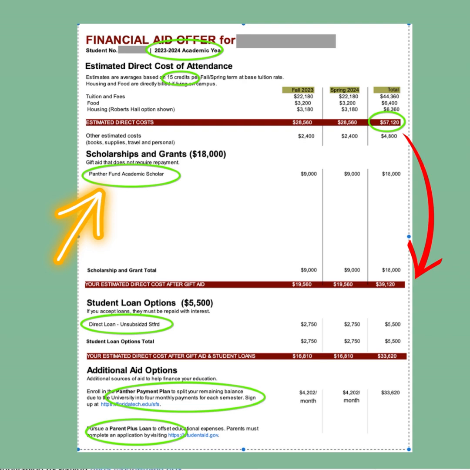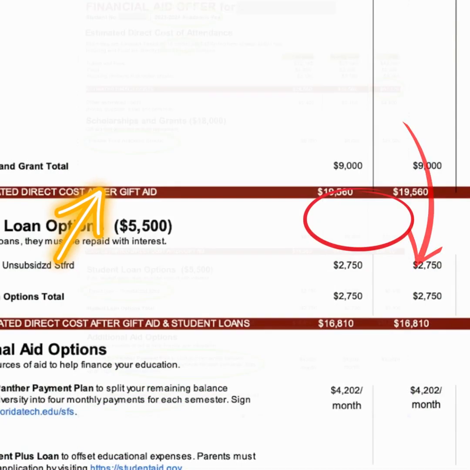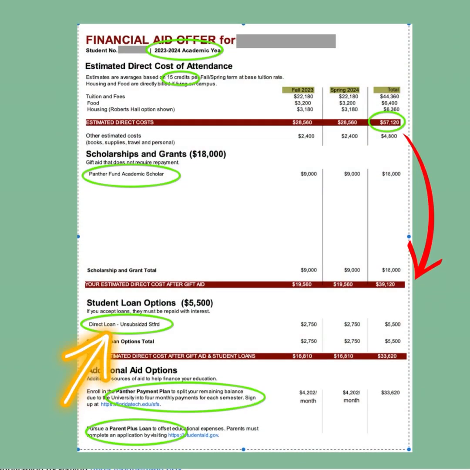Oh, we've got a direct loan. They're subsidized. They're unsubsidized. Do we pay them back? If the four-letter word loan is on your letter, that means you're paying them back, right? Loan equals you have to repay. It always has in the history of time, but sometimes people get confused between subsidized and unsubsidized.